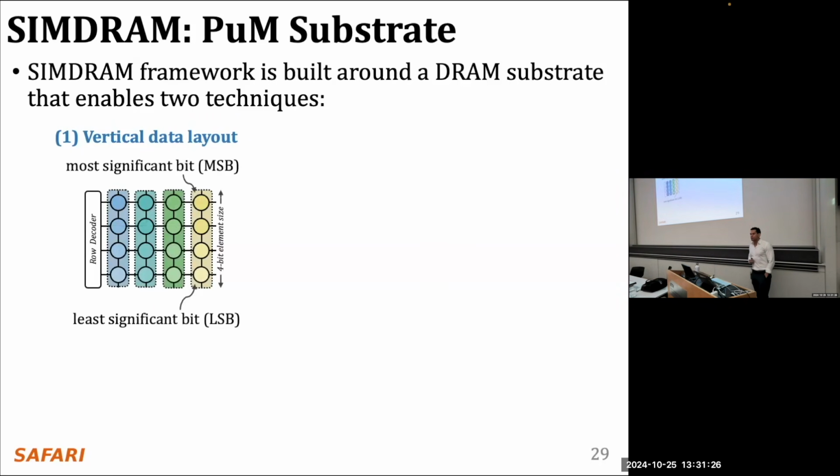As you probably already know from the homeworks, in conventional systems data is stored in a DRAM chip in a horizontal data layout. So if you have a cache line of 64 bytes, you divide it across, for example, the 8 DRAM chips in a DRAM rank, and each chip's share of the 64 bits is spread horizontally within one DRAM row across many different DRAM columns.